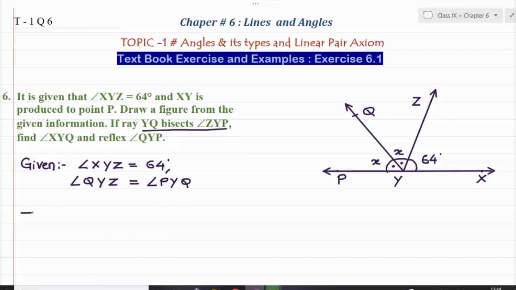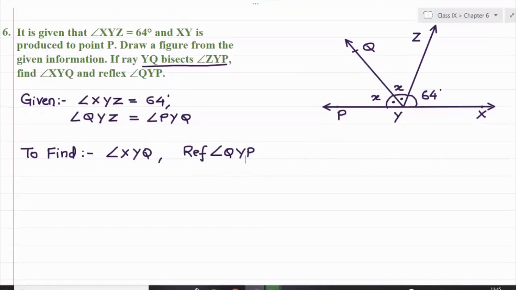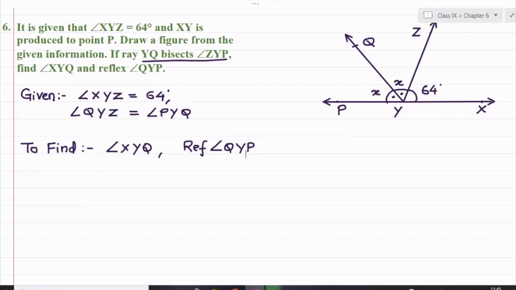Now, what do we need to find out in this question? Let us write down the second heading, to find. We need to find angle XYQ, and the second one is reflex angle QYP. Remember, we need to find the reflex angle. In that case, we need to find the angle QYP first. We cannot find the reflex angle directly.